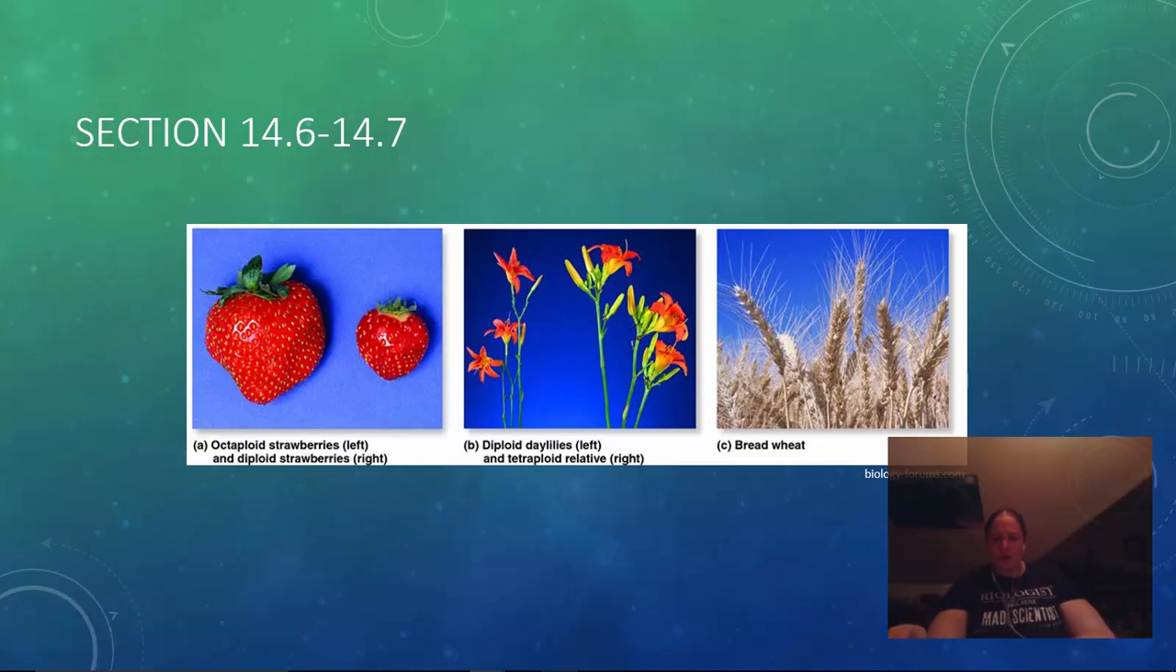The origin of most plant species actually can be traced to polyploid speciation. They just handle it much more successfully than animals do.